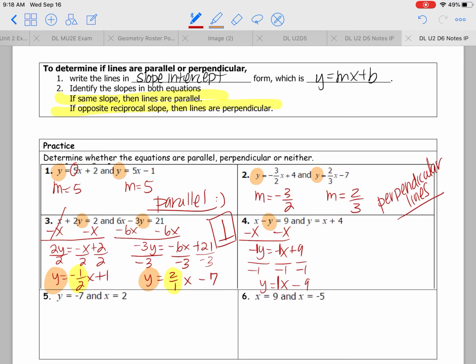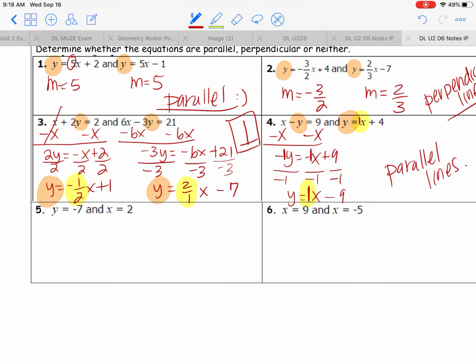Okay? And then notice that for the next one, y is already by itself. So all I got to do now is identify the slope. The slope here is 1. The slope here is an imaginary 1. I know there's an imaginary 1 there. So because slopes are the same, can you take a guess of what type of lines we are dealing with? Very good. These are parallel lines.